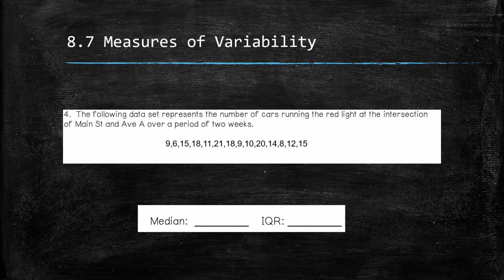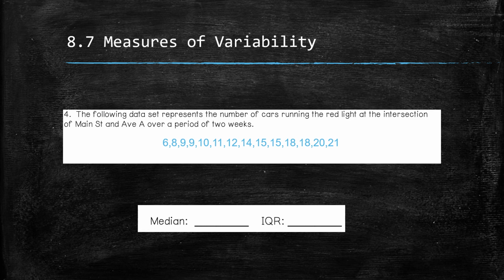Next up, we have the following data that represents the number of cars running the red light at an intersection of Main Street and Avenue A over a period of 2 weeks. That's quite a bit. So first thing we need to do is put that data in order. Now that I did that, I'm going to look for the median and the interquartile range.